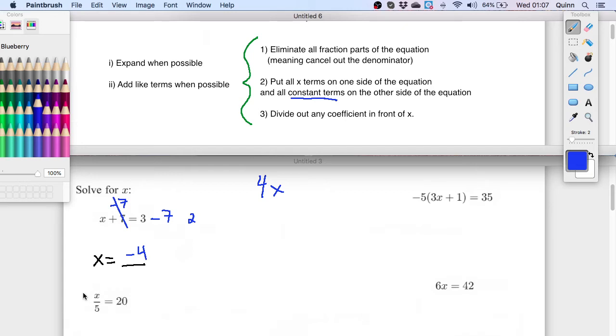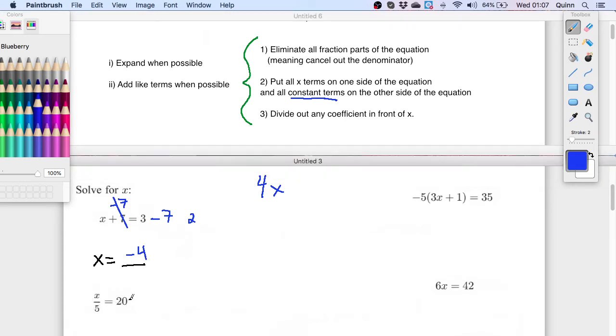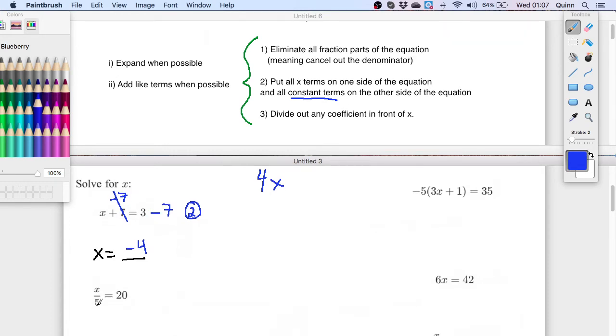So let's look at question 2. x over 5 is equal to 20. Once again, you could probably figure this out without any of the rules, but let's apply the rules just so we have them. So first one, eliminate all fraction parts of the equation, meaning cancel out the denominator. So in this case, there actually is a denominator. So to cancel out this denominator, I multiply by 5 near the x, they cancel this out. 5 divided by 5 is 1.